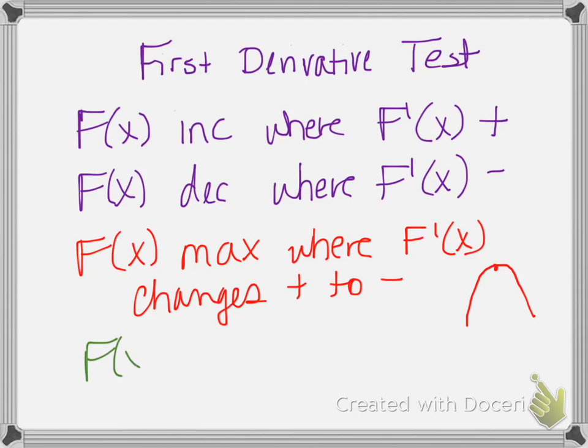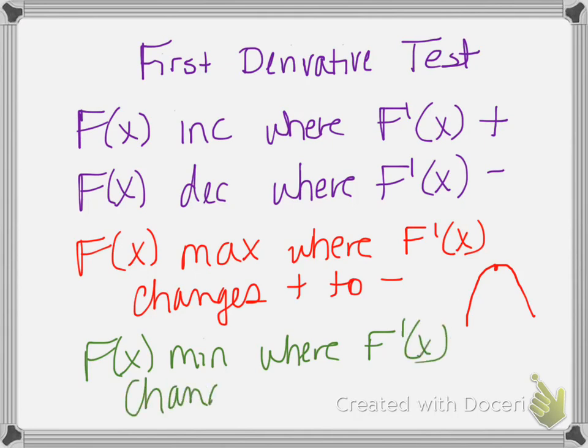Similarly, f of x has a minimum where f prime of x changes from negative to positive. The graph would look similar to that. The graph would be decreasing and then increasing, and then there would be a minimum there. The derivative could be undefined instead of 0 with those two places because it could be a sharp point, but either way it would still be a max or a min. So let's look at some examples.